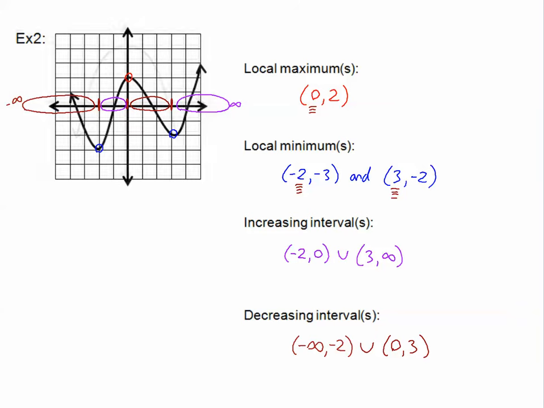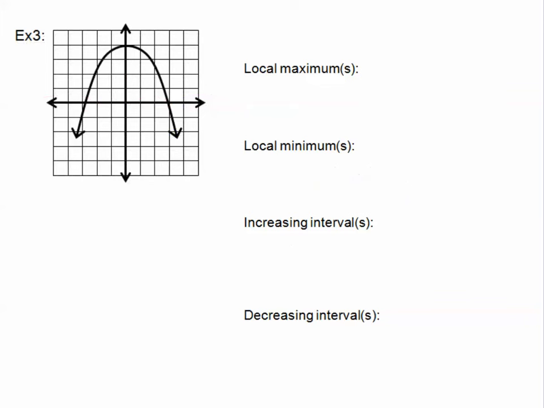So now let's look at our third example. We'll look at one more here. Let's find our local maximum, and I see only one, the little highest point right here, and that's at 0, 1, 2, 3, 4. So 0, 4.